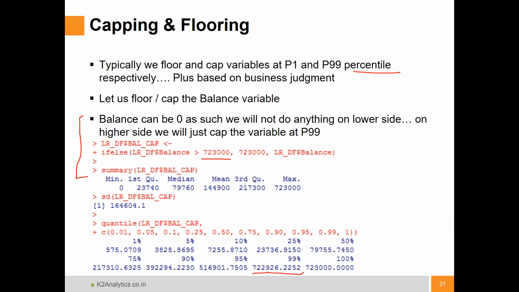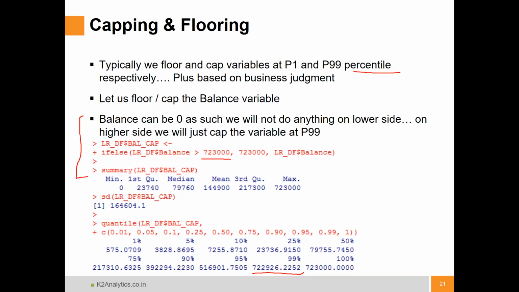Okay, I can make it 7 lakh 23. Even if you make it 7 lakh 20, it's okay. Don't think too much whether it should be 7 lakh 22 or 7 lakh 22,926.22 or 7 lakh 25. Just go ahead, take a rounded number and do the capping.